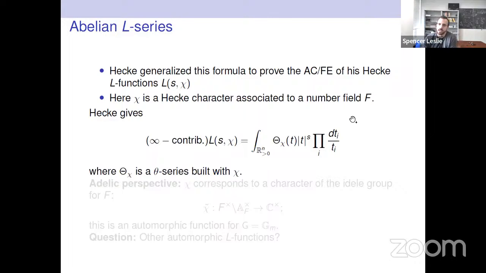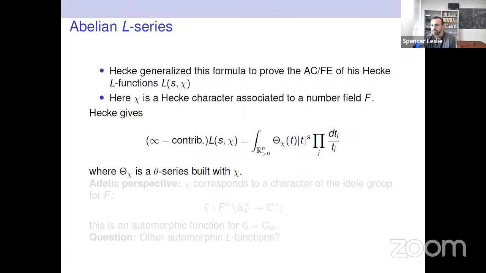Concretely, Hecke generalizes Riemann's approach by writing down a theta series, maybe a multivariate one, where n here in the integrand is maybe the degree of F over Q. And by using the modularity of this theta series and some relatively delicate analysis with the arithmetic properties of the number field, he's able to obtain this expression and prove the properties of these Dirichlet series.